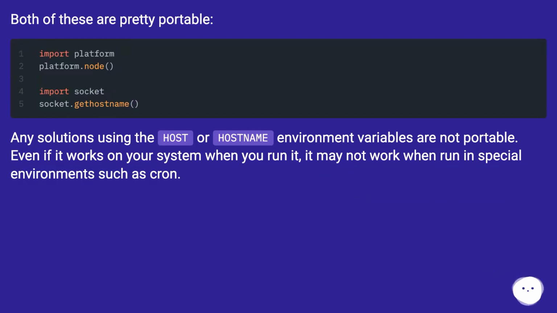Any solutions using the HOST or HOSTNAME environment variables are not portable. Even if it works on your system when you run it, it may not work when run in special environments such as cron.